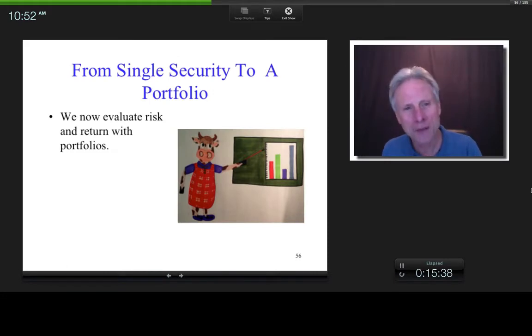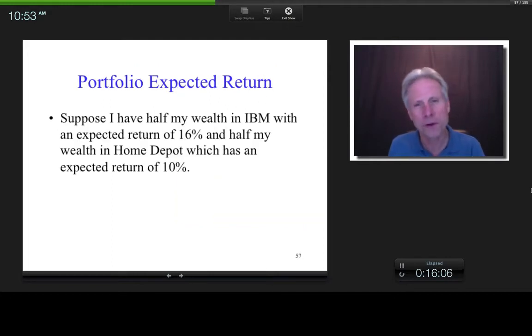So what we're going to do now, that was all single security. Our goal was to quantify risk and return in the world of just a single security. So all we held was just IBM and nothing else, as an example. Now we're going to move to a portfolio. And again, what do I mean by portfolio? More than one financial security. Could be 1 million financial securities, 100, could be 2, but just more than one. So we'll begin with portfolio expected return.